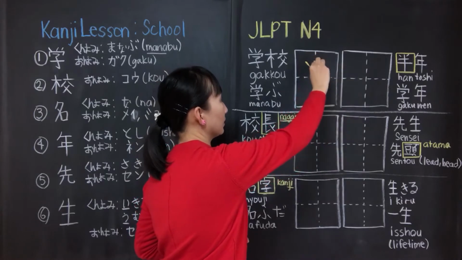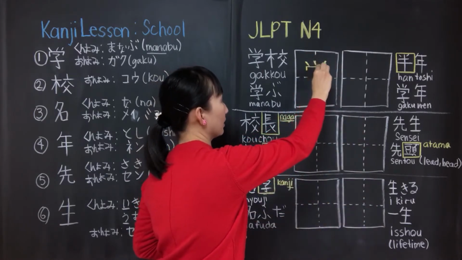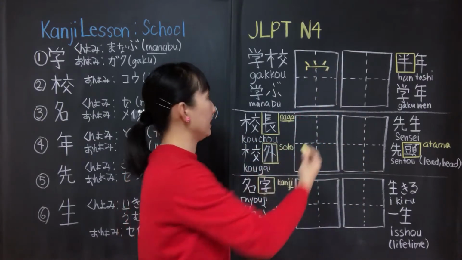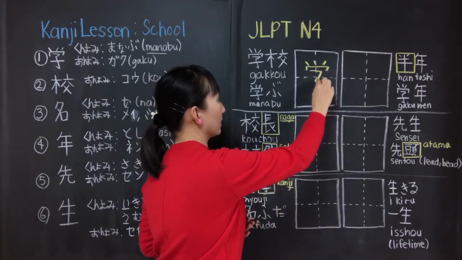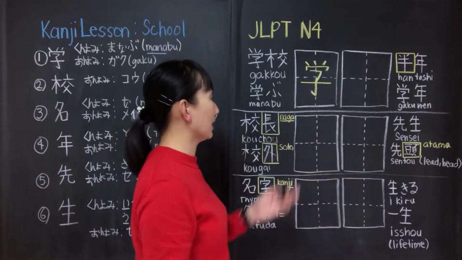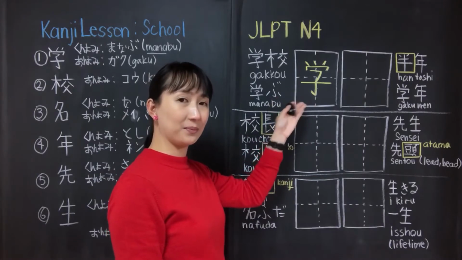1, 2, 3, 4, 5. Then there is just a small ko inside. 6, 7, and then 8. This is again gaku or manabu no mana.